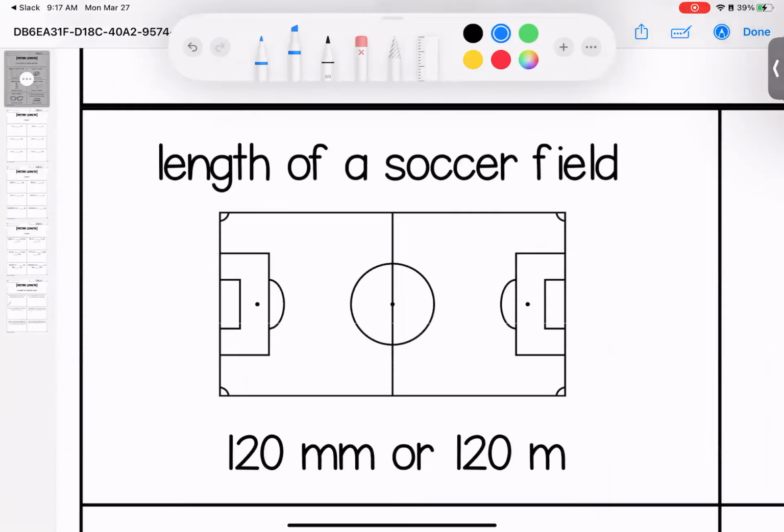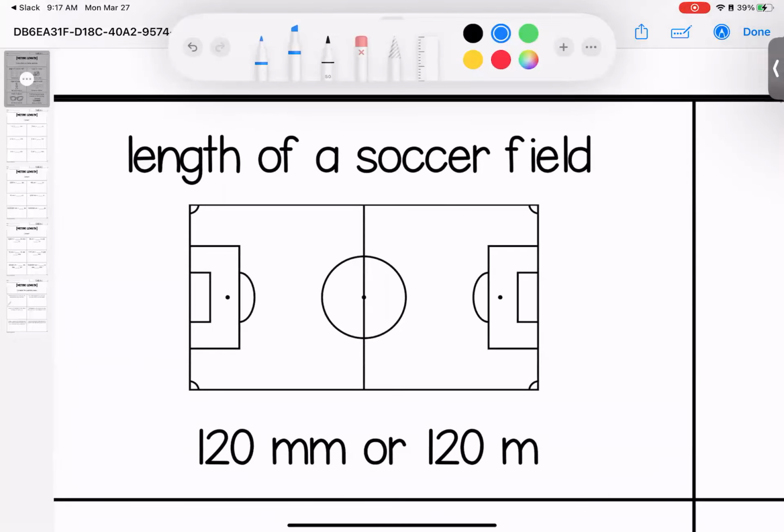Just as a couple of reminders, when we're talking about millimeters, we're talking about approximately the thickness of a dime. When we're talking about centimeters, we're talking about the width of a paper clip. For a meter, we're talking about the height of your chair down to the floor. And when we're talking about a kilometer, we're talking about a 12-minute walk. All right, let's dive in.